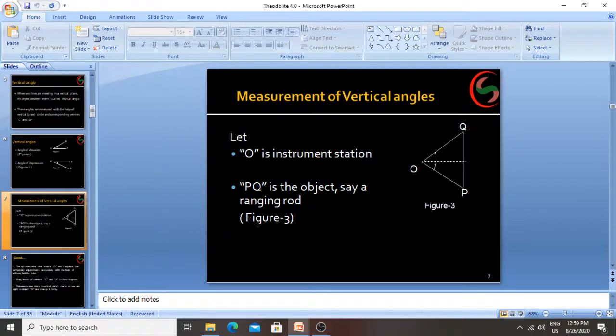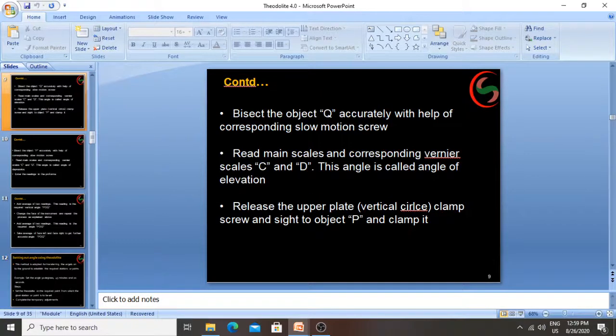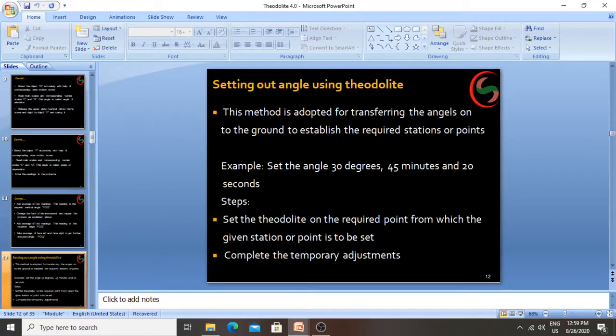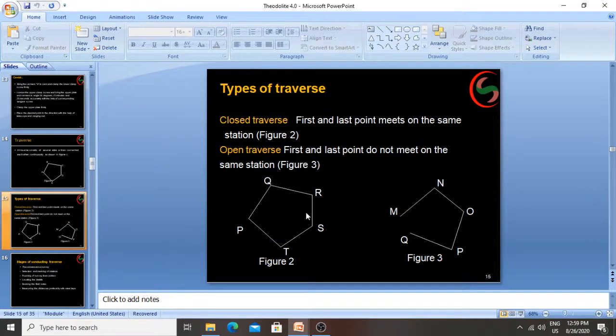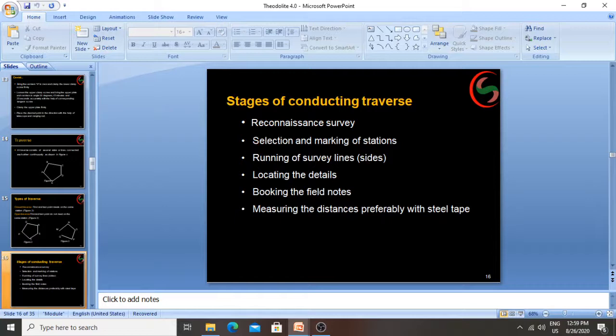So this is vertical angle measurement, that may be angle of elevation or angle of depression. Based upon this one, you can find out the height by trigonometric leveling. All these we have seen. And this is the traverse, stages of conducting traverse.